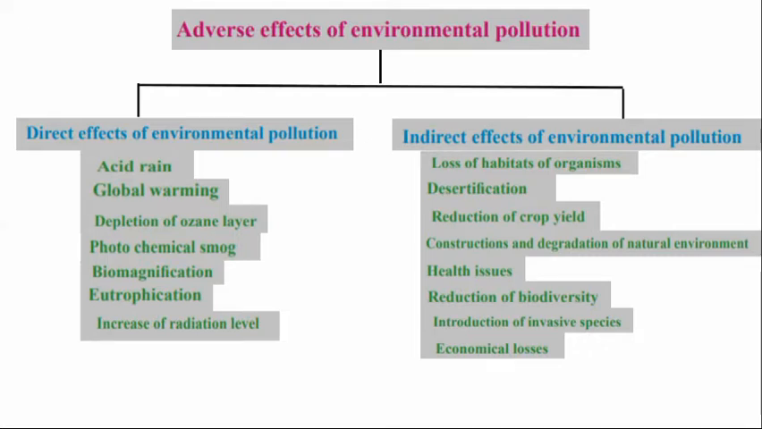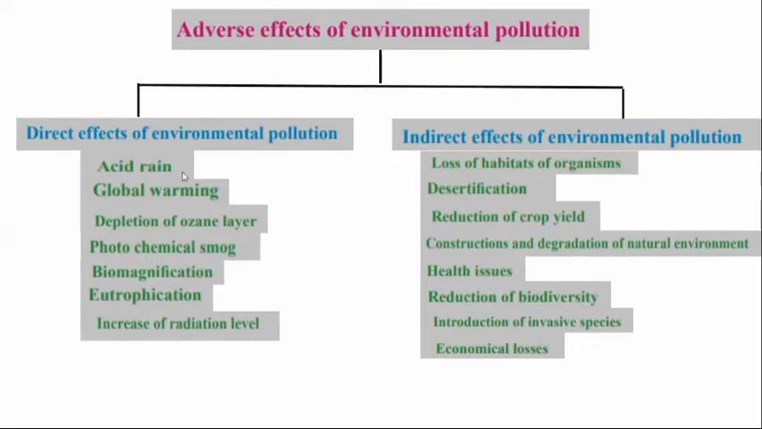When you consider environmental pollution, the effects can be divided into two types, the direct effects and the indirect effects, right? The direct effects are acid rain, global warming, depletion of the ozone layer, photochemical smog, biomagnification, eutrophication, and increase of radiation level. These are directly affected by environmental pollution, right?